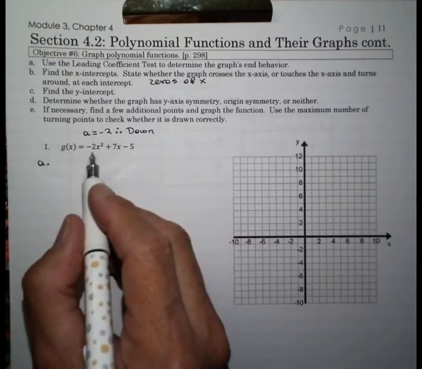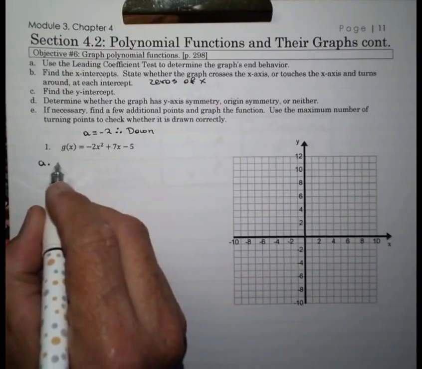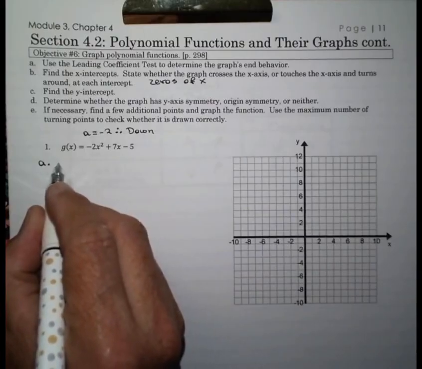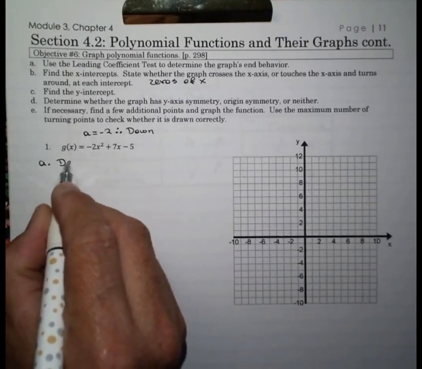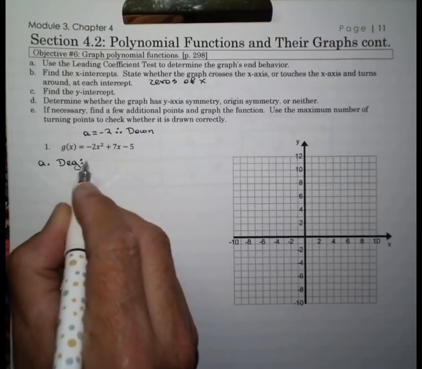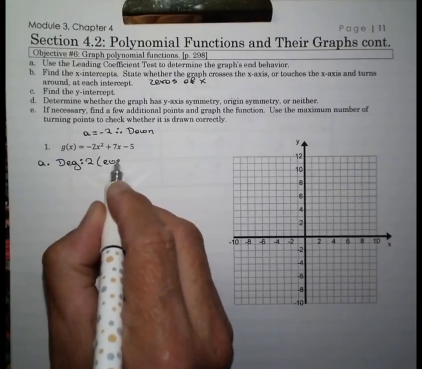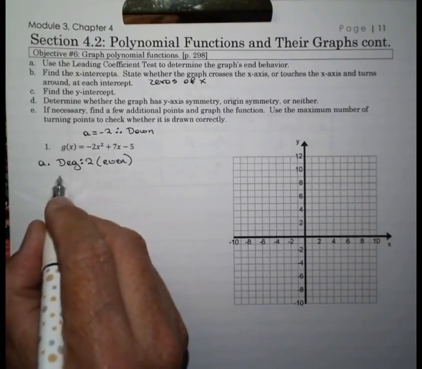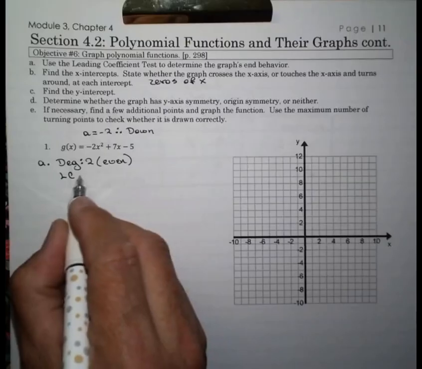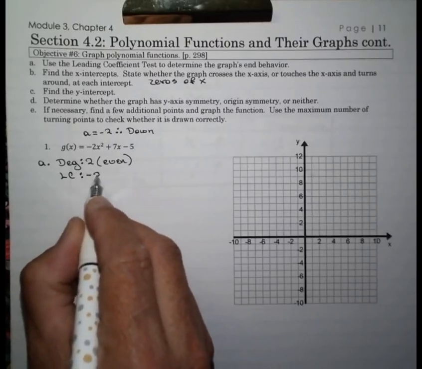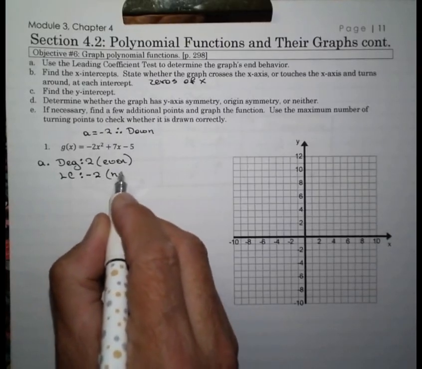The leading coefficient of this one is... the degree of this one is a degree of 2, right? And of course that is an even degree, and the leading coefficient of it is -2, and that is a negative.